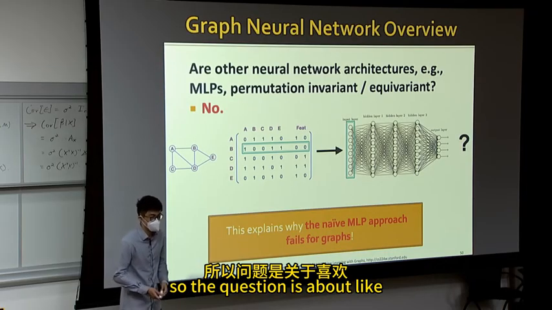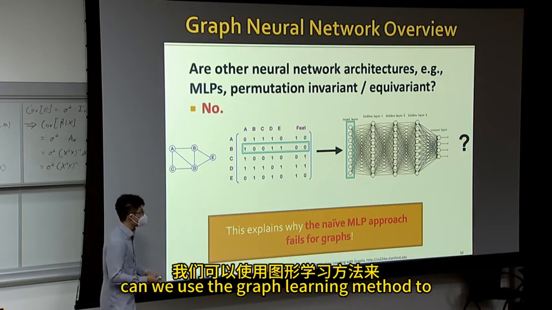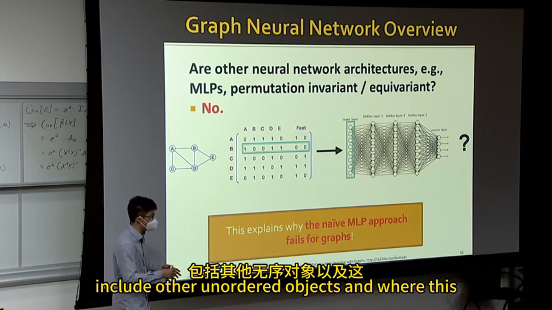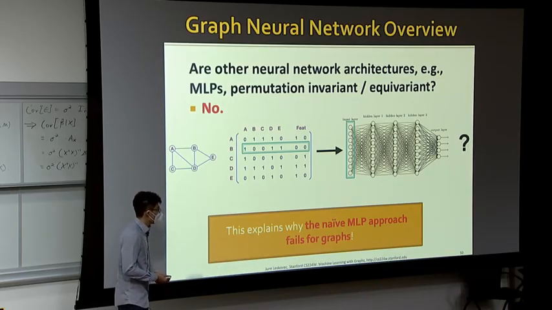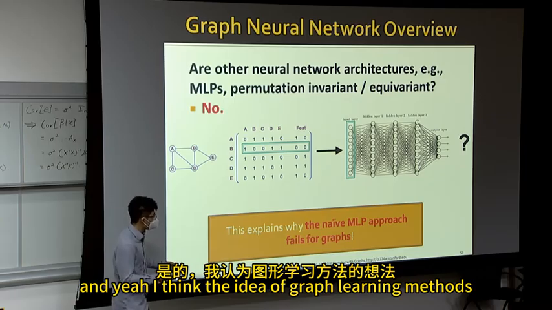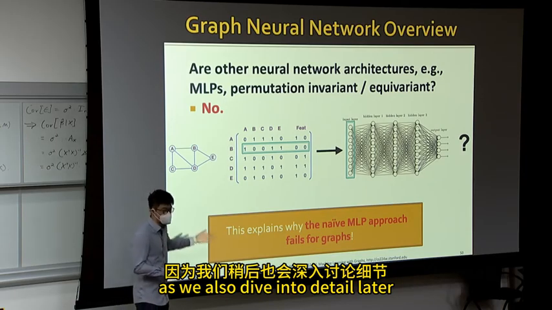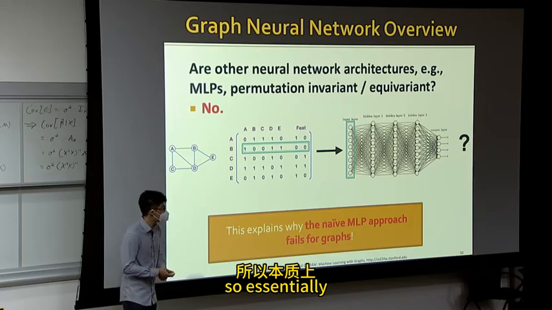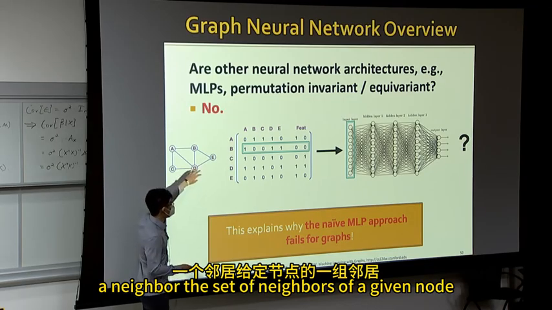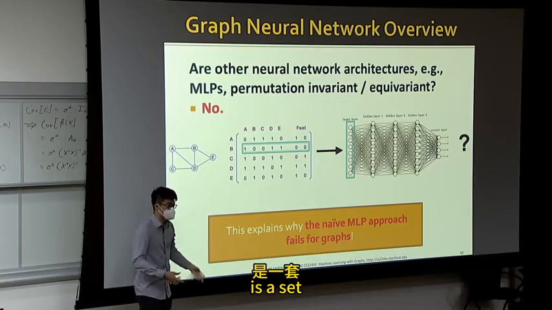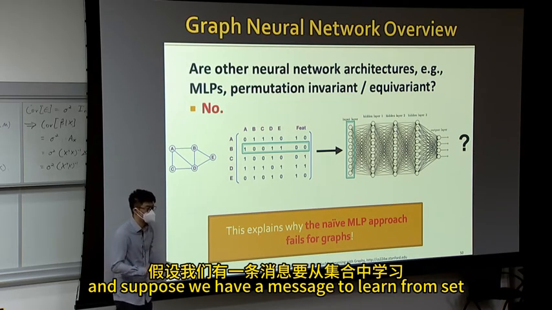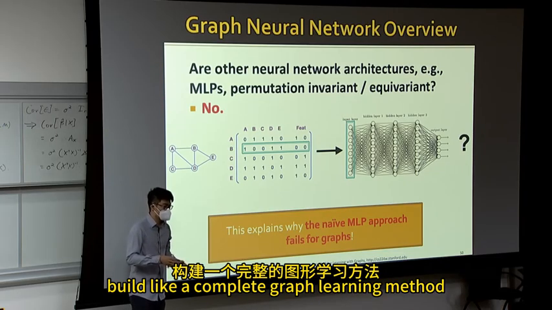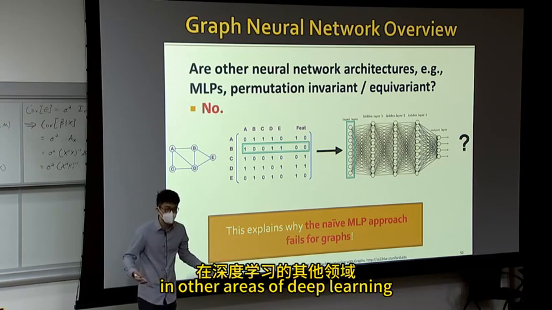Mm-hmm. Yeah, that's a good question. So, the question is whether we can use graph learning methods to encode other unordered objects, and where this idea originated from. I think the idea of graph learning methods, as we will dive into in detail later, is inspired by learning from a set. Essentially, the set of neighbors of a given node is a set. And suppose we have a method to learn from a set, essentially we can build a complete graph learning method. So it definitely also has roots in other areas of deep learning.